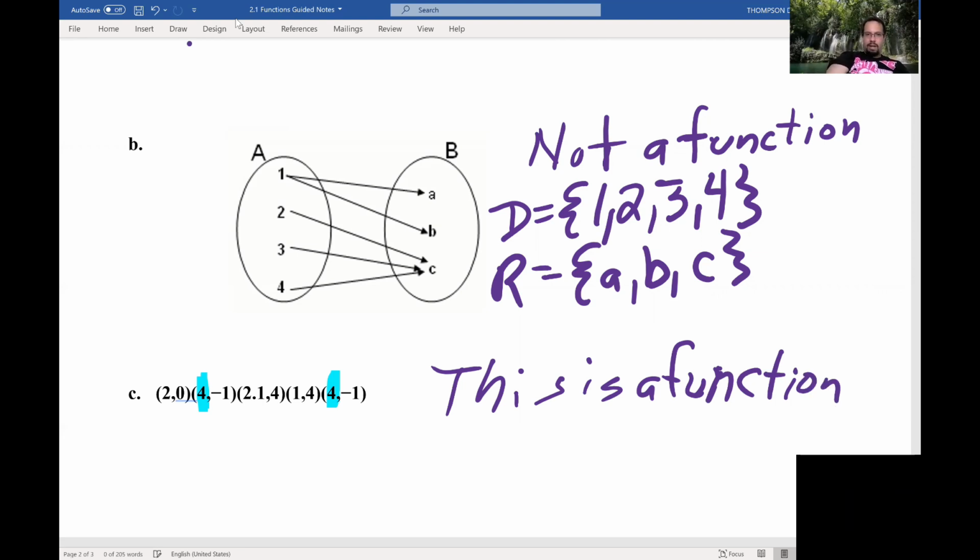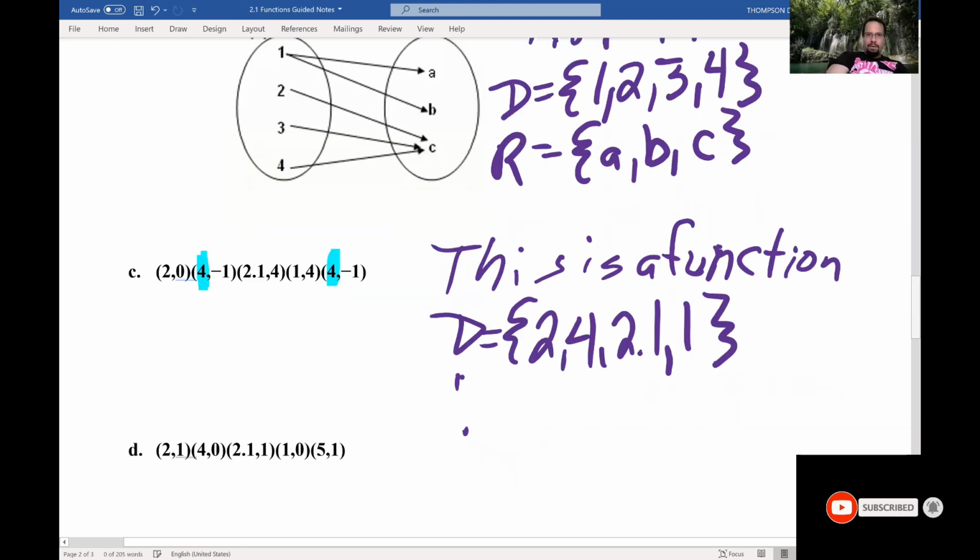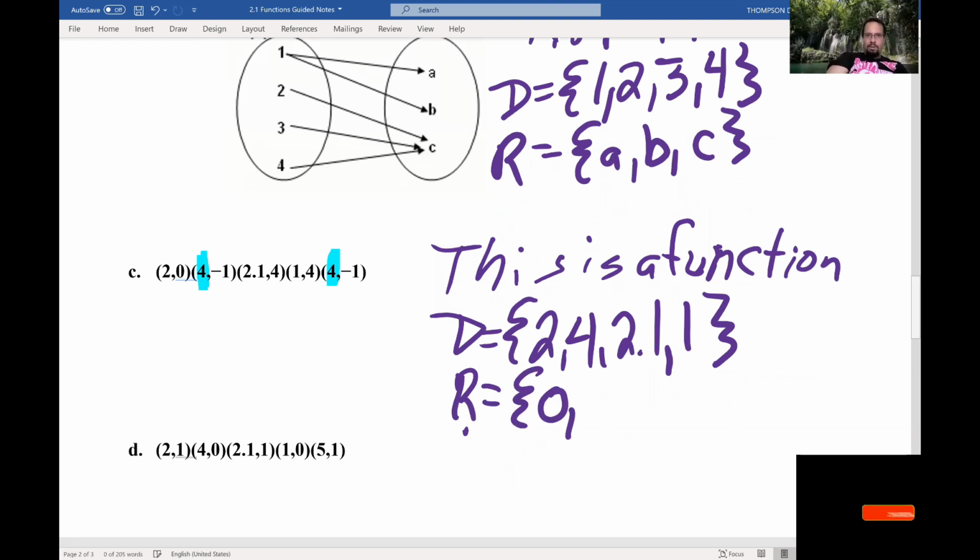So our domain is just our x values. So we have 2, 4, 2.1, and 1. The 4 is repeated, so we have to write that a second time. And we have a range of 0, -1, 4, 4 is repeated, and -1 is repeated. So there's our range, and we're done with part C.